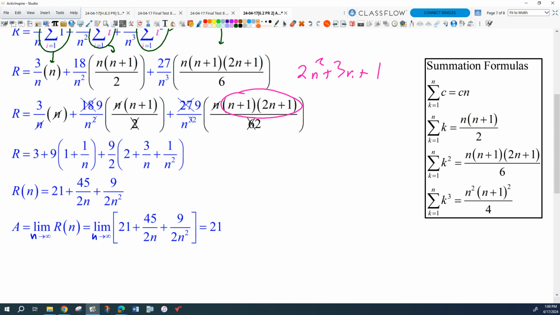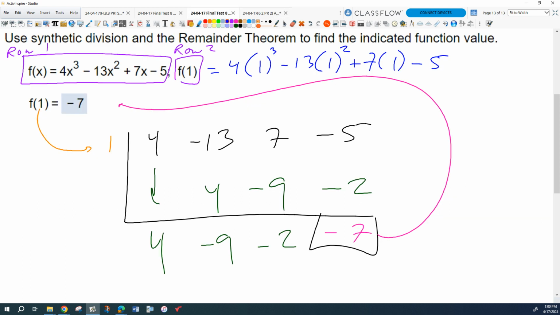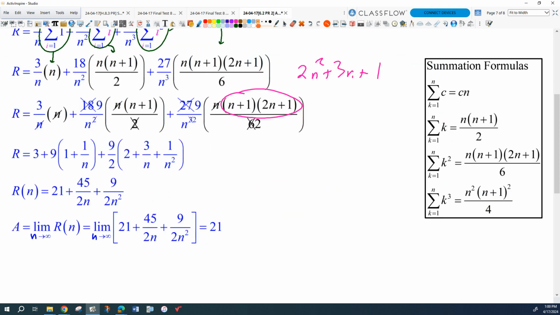If I take the limit as n approaches infinity, well, the limit of 21 is 21. Never changes, regardless of what n is. What happens to 45 over 2n as n goes to infinity? What happens to the size of that fraction? Goes to 0. Yeah, right? Because the bottom gets infinitely big and the top stays the same. An infinitely big denominator means 0 value for my fraction, right? So that guy goes to 0. Same there, right?